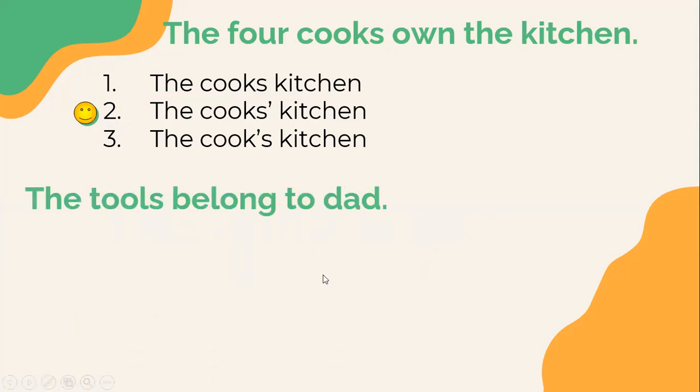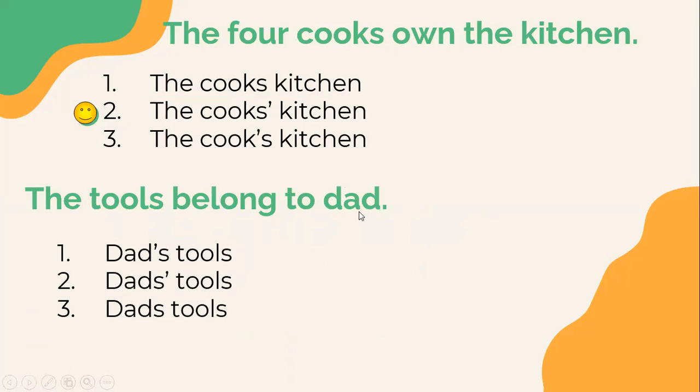The last example: the tools belong to dad. So dad is the owner. Hassan, quickly, which one is correct? Number one, because dad is singular, so we add apostrophe then S. Cooks is a plural and it already has S in it, so we add an apostrophe only.